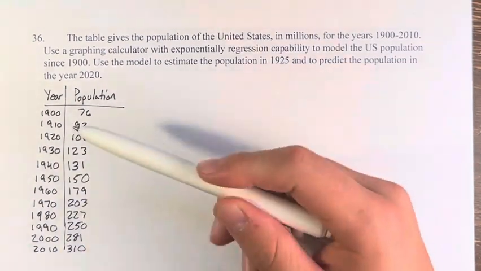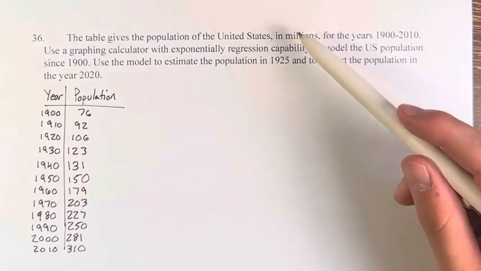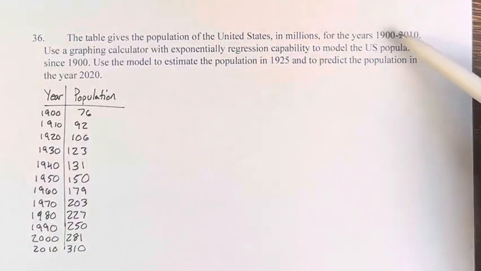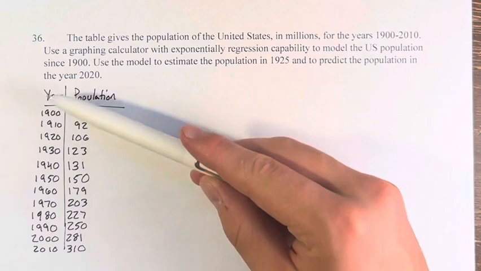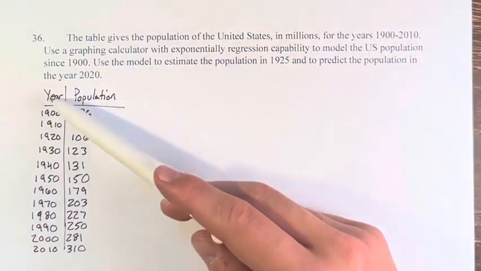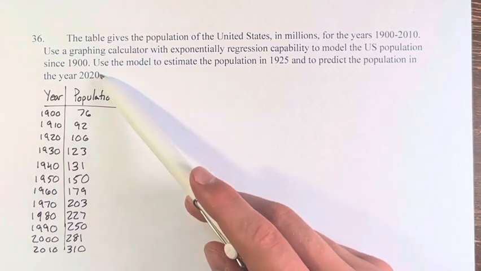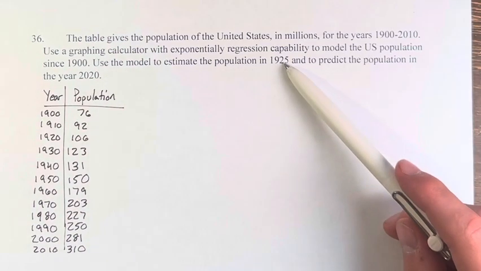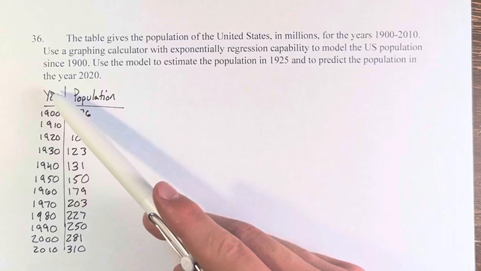In this problem, we're given a table which gives the population of the United States in millions for the years 1900 to 2010. We're asked to use a graphing calculator with exponential regression capability to model the US population since 1900. We're asked to use the model to estimate the population in 1925 and to predict the population in the year 2020.